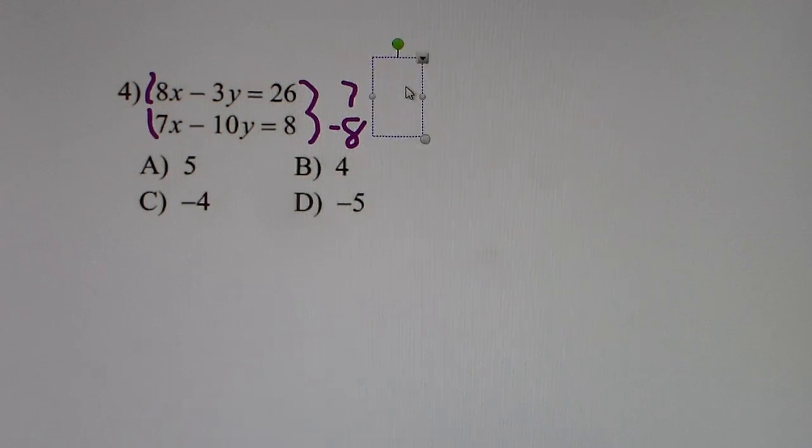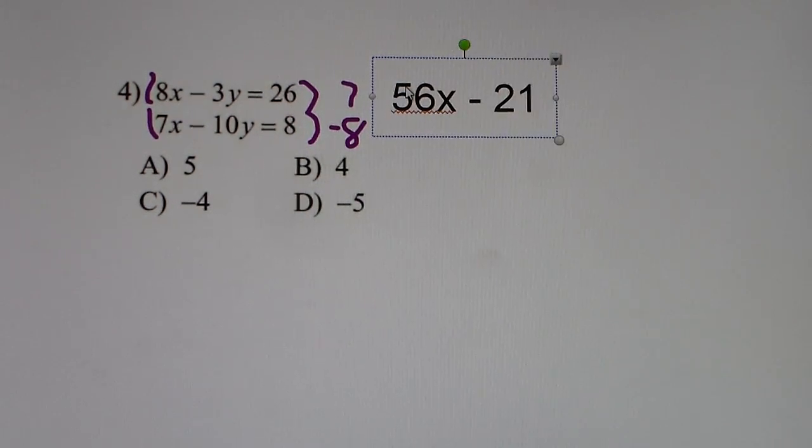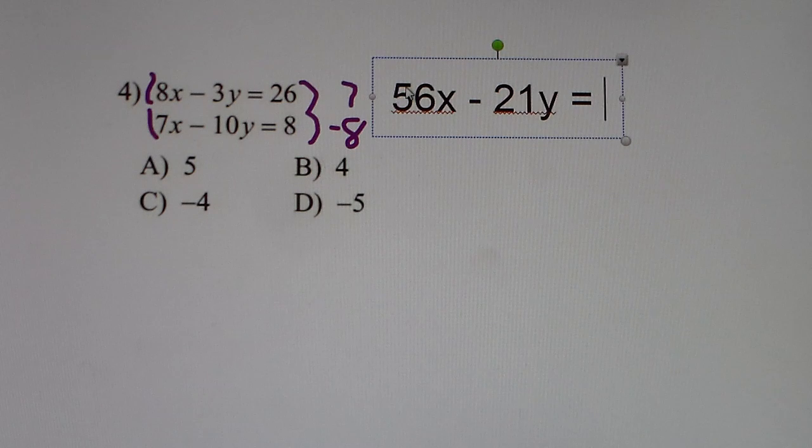I multiply things out. 8 times 7, that's going to get you 56, so 56x minus 21y equals, well, 26 times 7 is 140, plus 6 times 7, which is 42. So 140 plus 42 is 182.